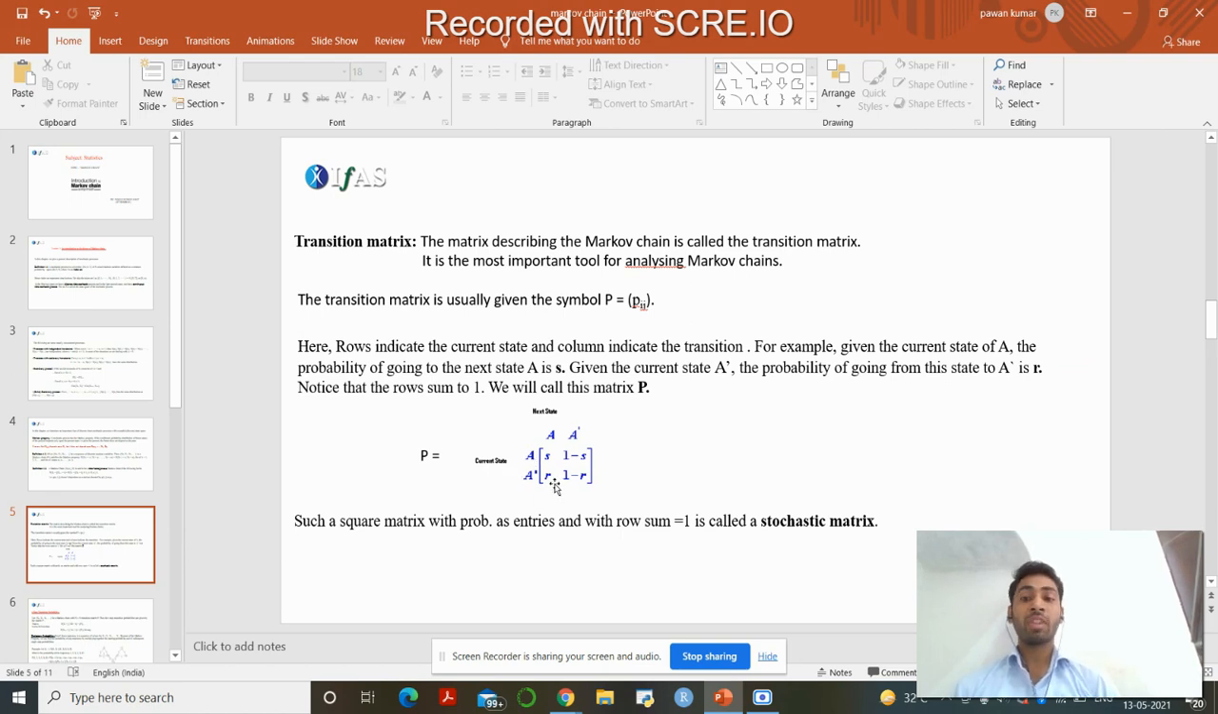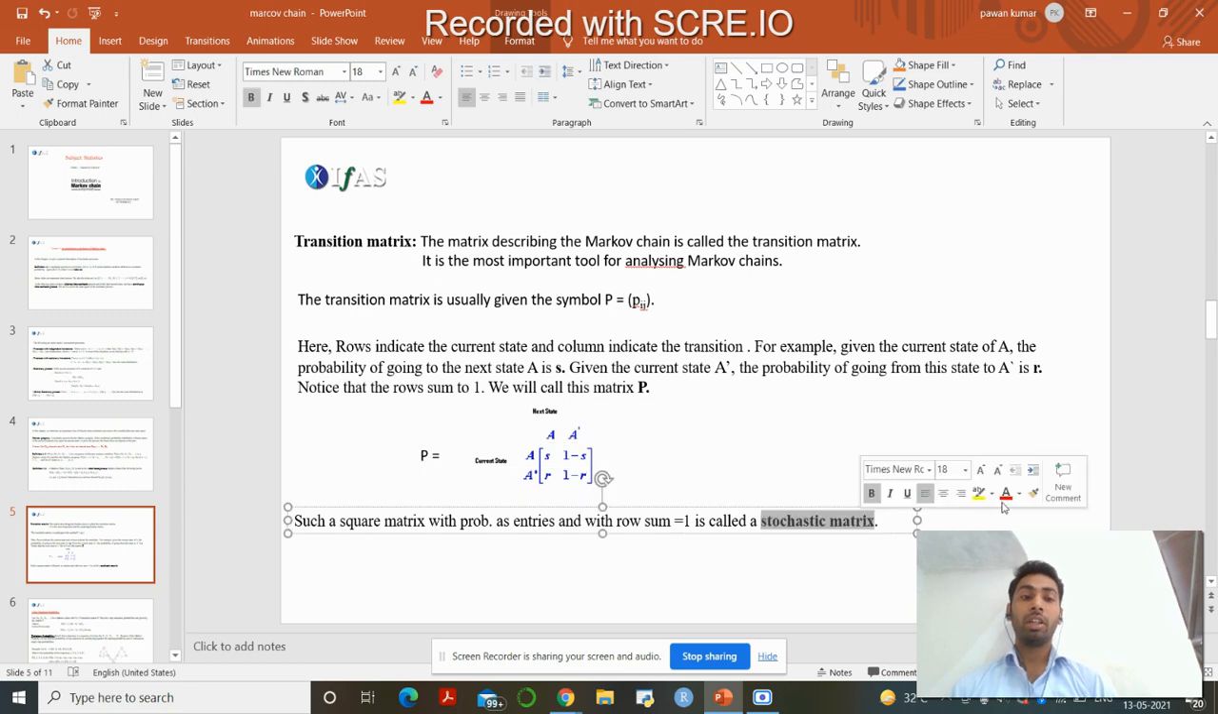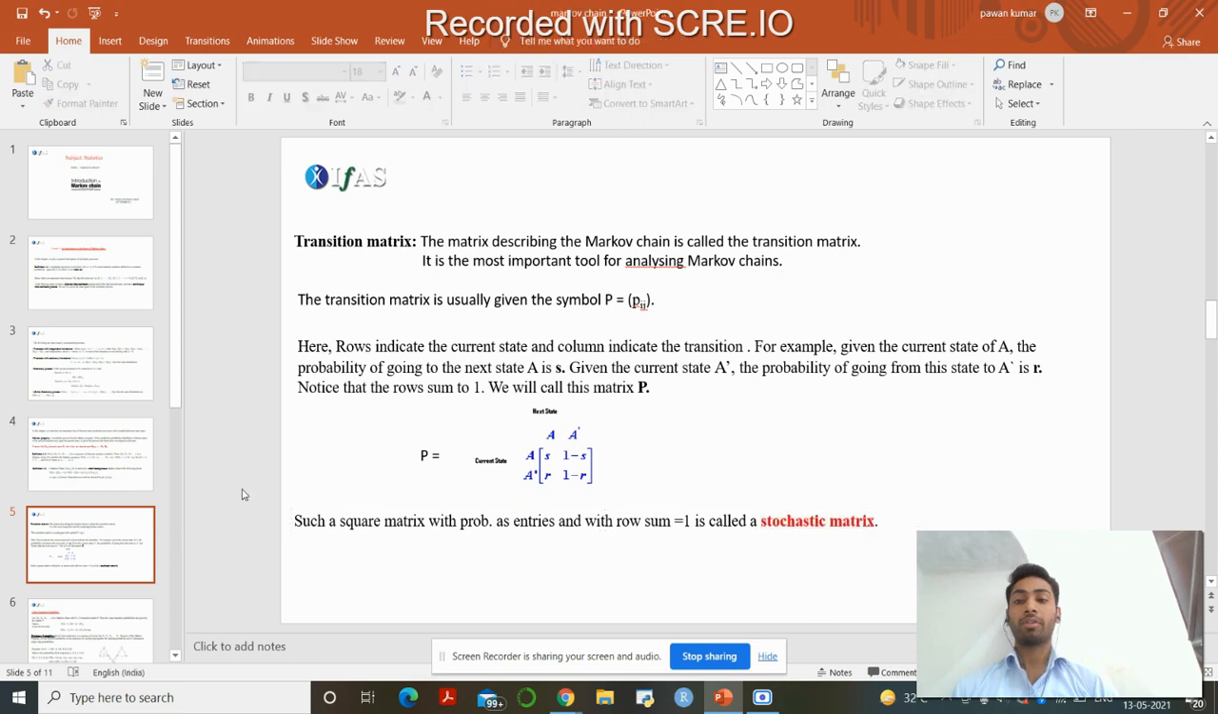Here we notice that the row sum equals 1, because if there is probability S, then the other entry in the row is 1 minus S, and similarly 1 minus R. This matrix is called P. Such a square matrix with probabilities as entries and row sums equal to 1 is called a stochastic matrix. This is very important.